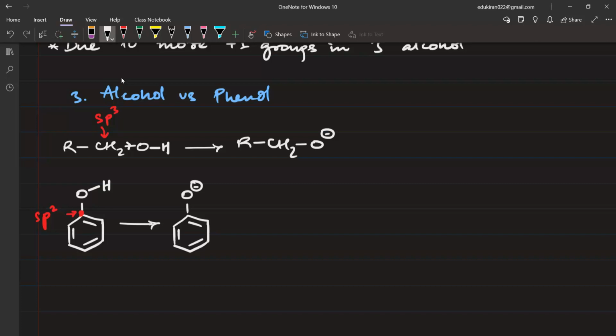So here what's going to happen? In the alcohol case, who is giving electrons? Oxygen is taking from the RCH2, the alkyl group. But in phenol, oxygen is taking the electrons from the hydrogen atom. That is why here you will be getting a more polar bond.